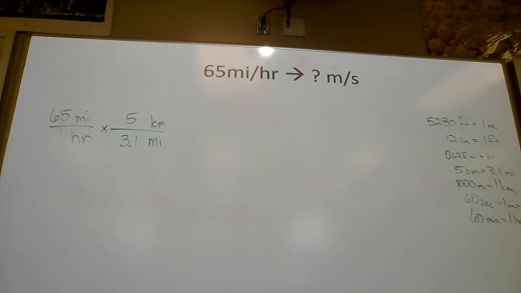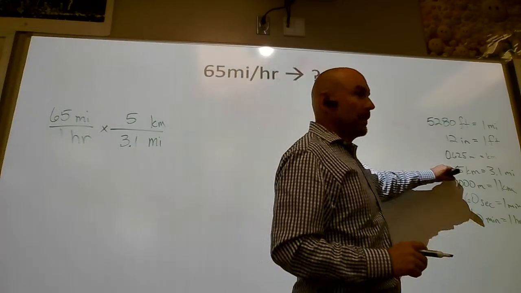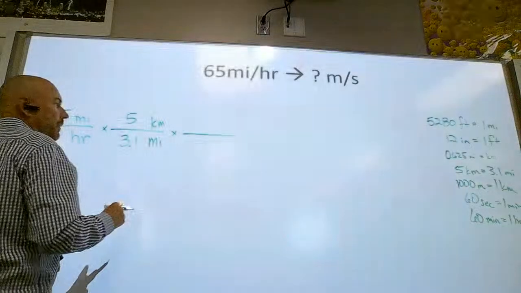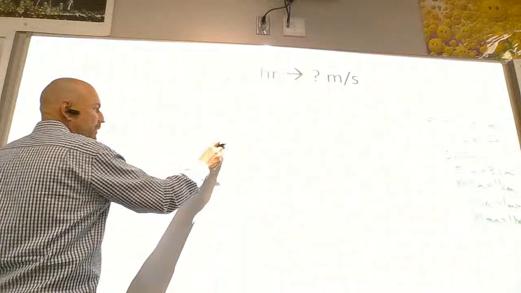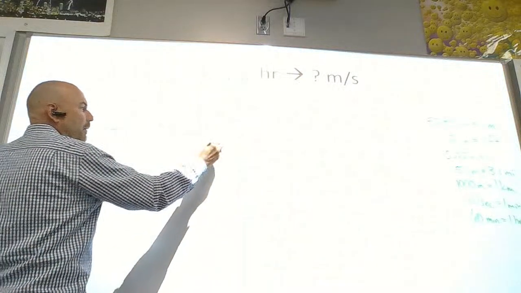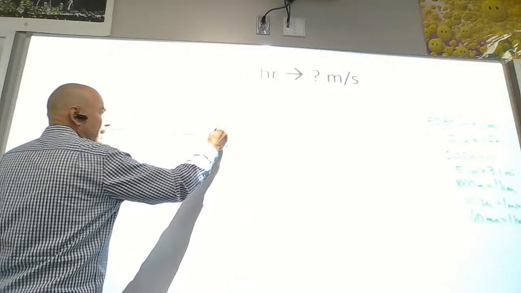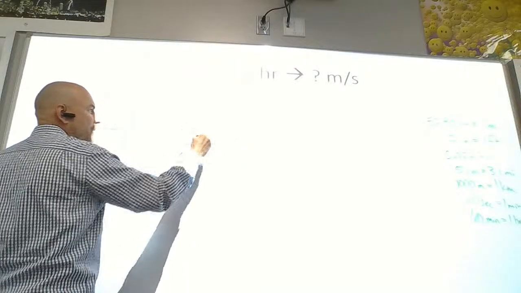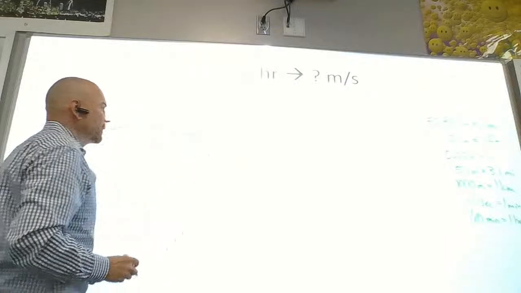You okay with that? Just using this conversion. Okay. So now, what should I stick down here? Kilometers. And up top, meters. So I have 1,000 meters for every 1 kilometer.